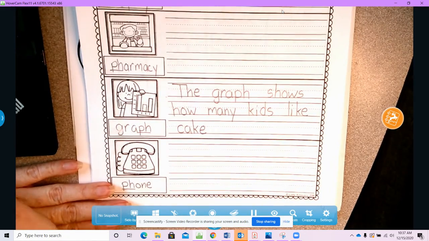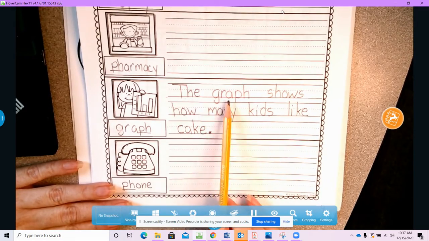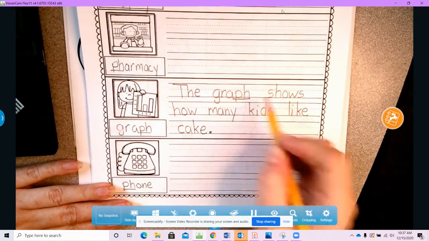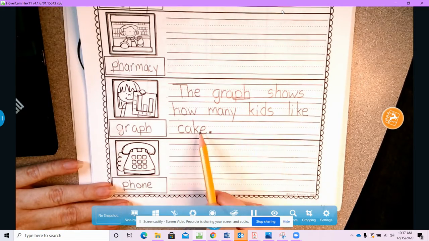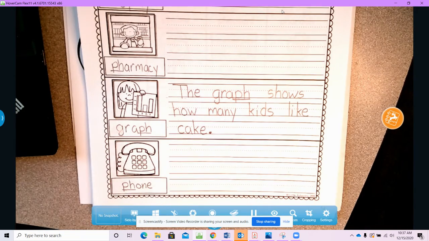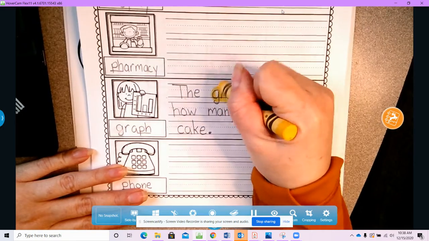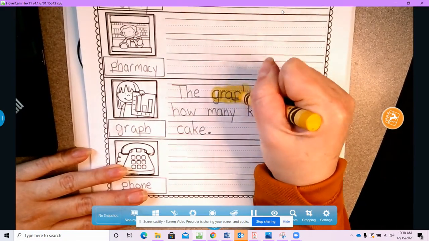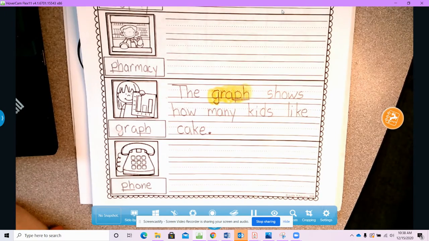And I need a period at the end of my sentence. The graph shows how many kids like cake. And then I want you to highlight the word graph because that's the word with the PH sound that we're using with the sound.